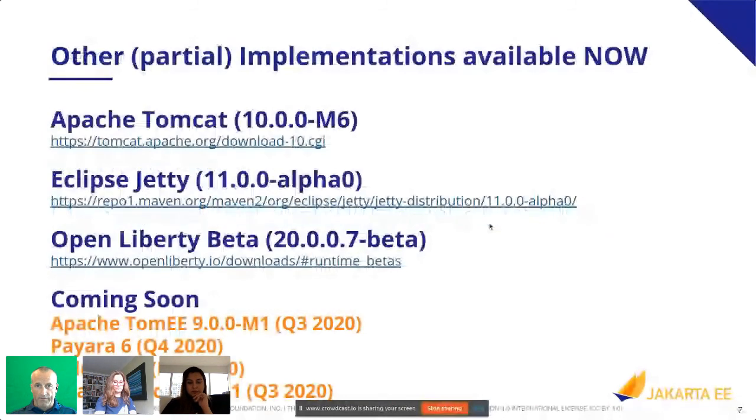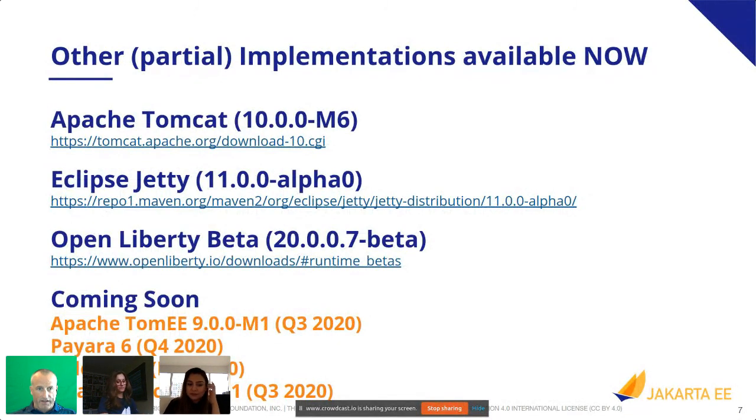There are other implementations out there, right? The one I showed now was with GlassFish. We also have Apache Tomcat, which implements a couple of the APIs. It's available out there as Tomcat 10 Milestone 6. You have Jetty from Eclipse. It's out there in an alpha.